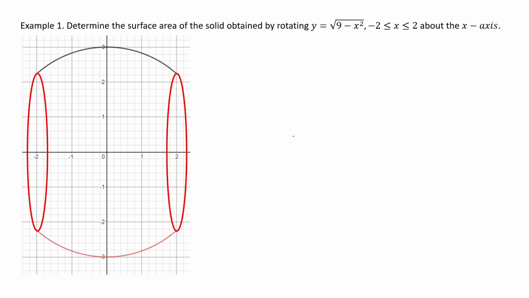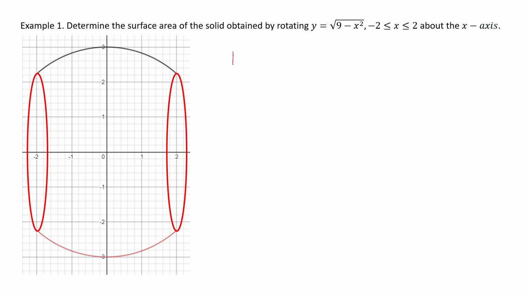So let's try to solve this equation. You're going to be determining the surface area of the solid obtained by rotating y equals square root of 9 minus x squared, from negative 2 going to positive 2, rotated about the x-axis.